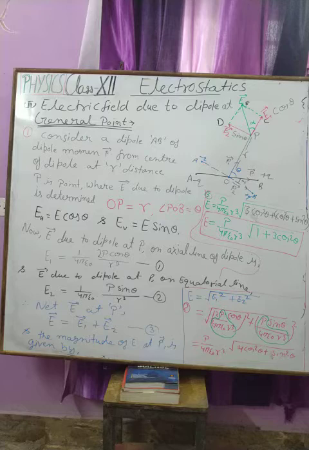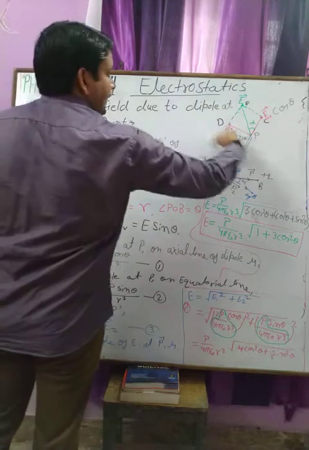Now we are calculating the direction of the electric field at a general point P by using this rectangle.